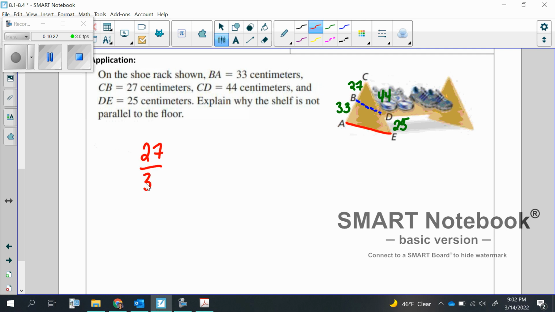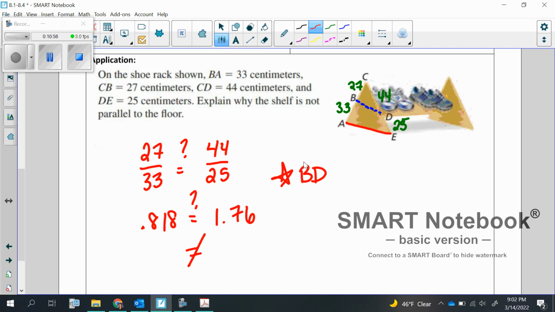We want to know, is 27 over 33 equal to the right side pieces, which is 44 over 25? So we're going to simplify 27 over 33 and we get 0.818. And we want to know, is that equal to 44 over 25? 44 over 25 is 1.76. So are they equal? They are not equal. So what does that mean? So that means BD is not parallel to AE, which they told us we were proving.